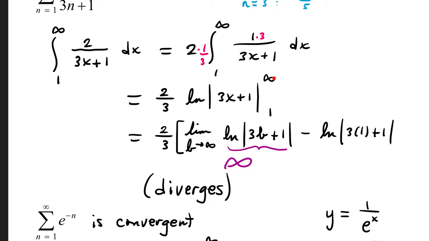Remember, we can replace infinity with the letter b. So I'm going to take the limit as b goes to infinity of ln of 3b plus 1 minus, now we sub in the lower value, 3 times 1 plus 1, that's the natural log of 4. Since the larger b gets, the larger the natural log value gets, that will actually go to infinity, and because we don't have a finite value, that tells us the series diverges.